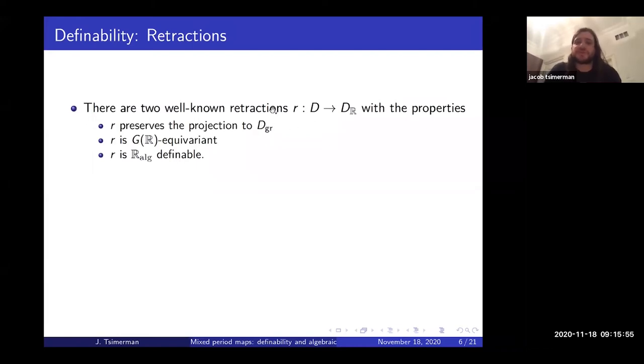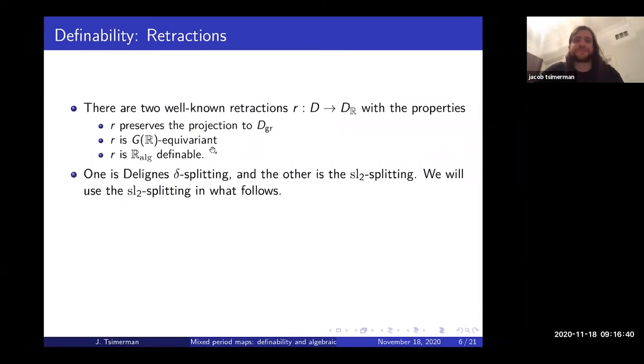So first of all, we want this to be trivial over the graded. So this R, if you look at D goes to D sub R and then pass to the graded, it should not do anything. It shouldn't affect what happens to the pure pieces. They should have the same Hodge structure before you apply R as after. You want it to be equivariant over the real points. Really, we only care about the integer points, but because everything's going to be algebraic, you want it to be equivariant over the real points, so that it descends nicely to moduli, because we're going to be quotienting by G_Z. And we want it to be kind of simple. So I wrote this as definable over RL, but in fact, these retractions are going to be straight up algebraic. So you want these three properties. One is Deligne's delta splitting, and the other is the closely related SL2 splitting. So they're both retractions that have these nice properties.